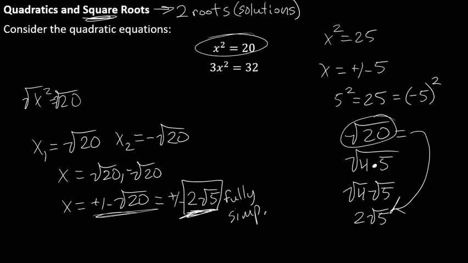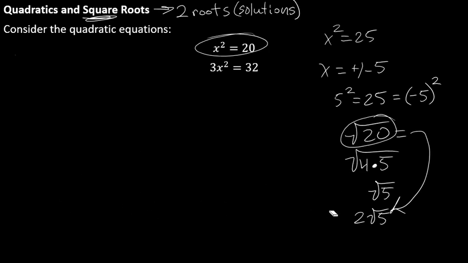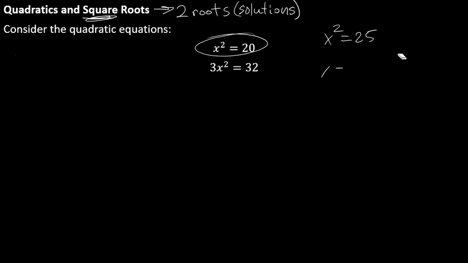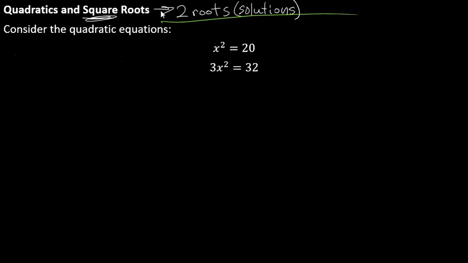Right? So let's move on to another example. And again, all we're doing here is getting x by itself. That's all solving equations is, whether we're using factoring or not. The entire idea is to get x by itself. The only difference here is we've got quadratics, which means what? Well, we're going to have two solutions every time, right?